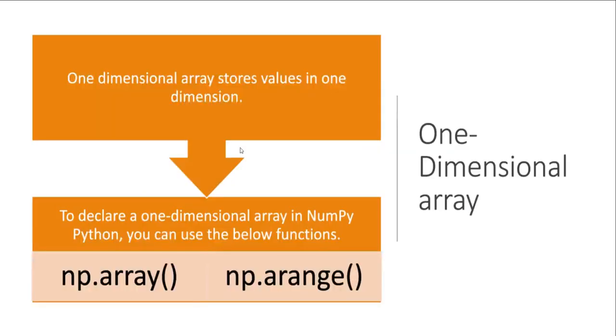The first one is the one-dimensional array. A one-dimensional array contains elements only in one dimension. In simple words, we can say that the shape of the NumPy array should contain only one value in the tuple. To create a one-dimensional array in NumPy, you can use either the array or arange function. In the previous video, I discussed how to create a simple array by using various methods. Now let's work through examples of how to use the array and arange functions while creating a one-dimensional array.